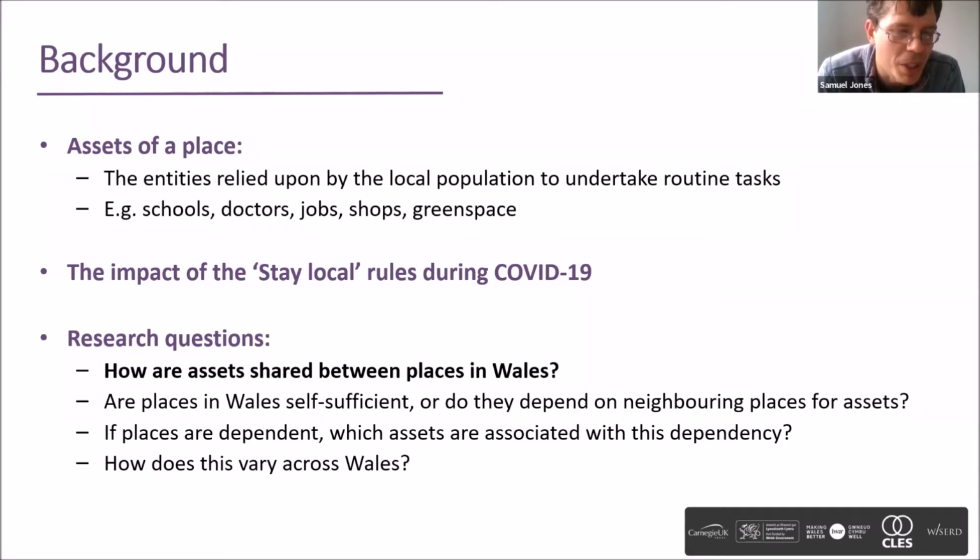So for instance, are places in Wales generally self-sufficient? Do they have enough assets to cater for the needs of their local population? Or are neighbouring places dependent on each other for different types of assets? And if they are dependent on one another, what sort of assets are associated with this dependency? And does this vary across Wales? Are places in certain parts of Wales more likely to be dependent on one another than in other parts of Wales?